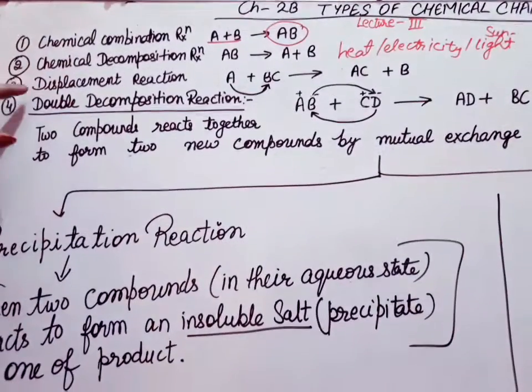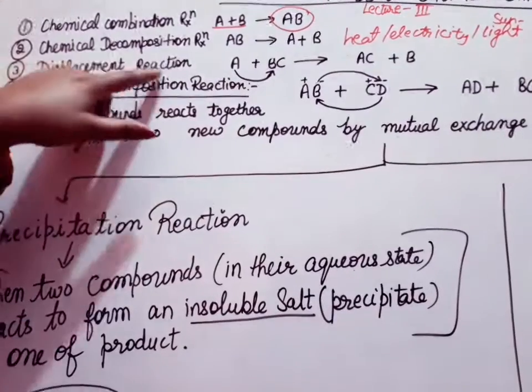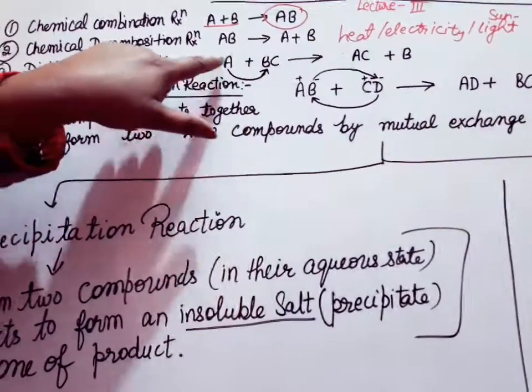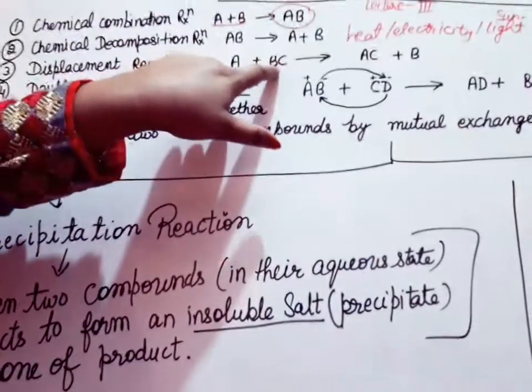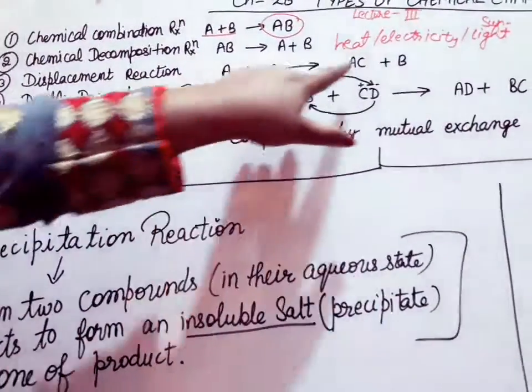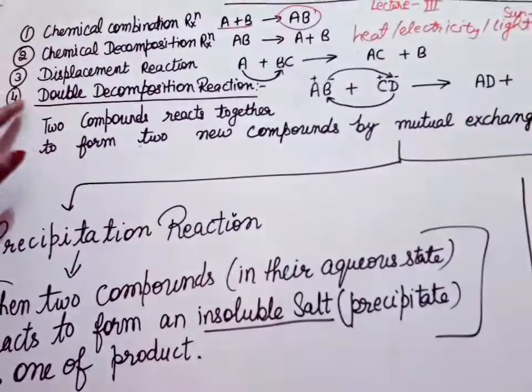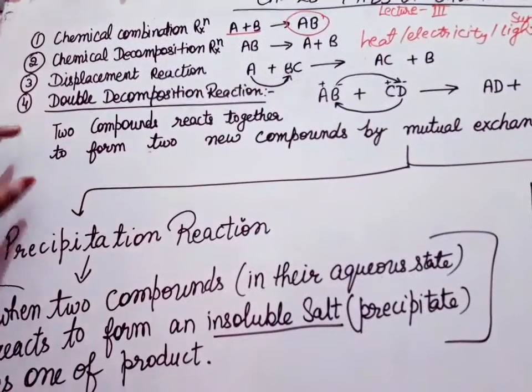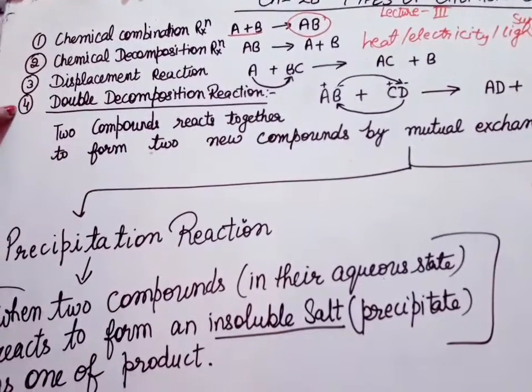The third type of reaction is displacement reaction, in which a more reactive element displaces the less reactive element from the solution. So here AC and B are the products. Now, in this lecture we will discuss the fourth type in detail.